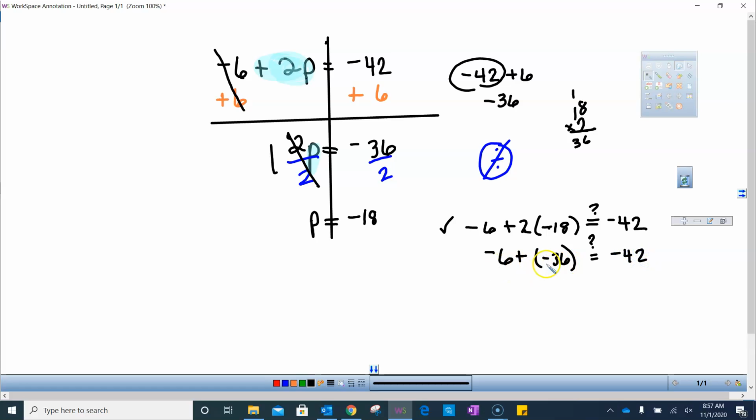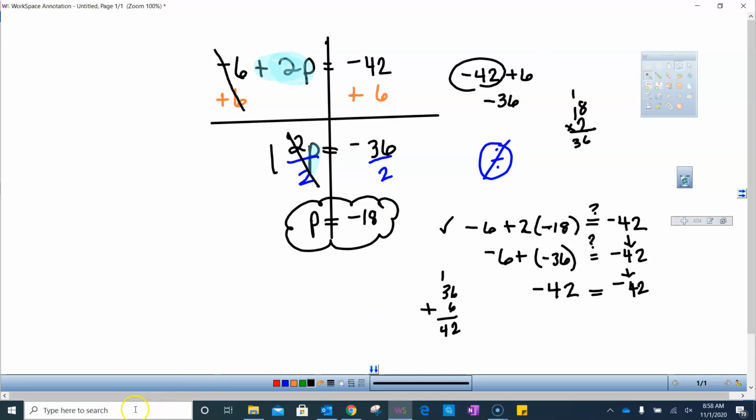Well, I got to do some addition. Same signs, add the 2. These are the same, so I'm going to add them together. 36 and 6, 12, carry the 1, is 42. And since they're both negative, it's negative 42. And that does equal what's on the right side, negative 42. So the right side matches the left side. That means that our solution to this equation is negative 18.